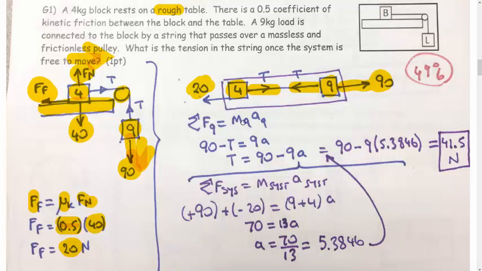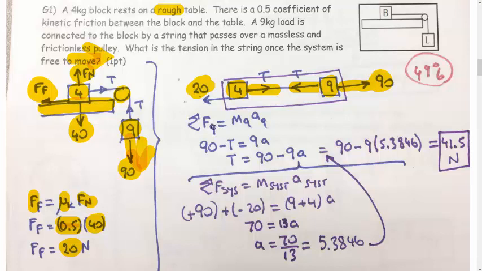Okay, so let's try and solve this. We can pick either the 4 kilogram mass and look at the external forces on it, or we can pick out the 9 kilogram mass and look at the external forces on that. Today I'm choosing the 9 kilogram mass. There's no particular advantage. I just picked one.